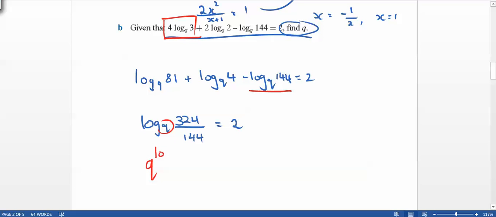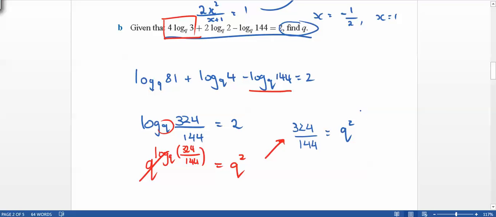Q to the power of log Q of 324 on 144 is equal to Q squared. So on the left-hand side this just cancels out, and what we have is 324 over 144 is equal to Q squared. Then I can take the square root of both sides. Q is equal to the square root. I don't have a calculator on me, so I'm just going to leave it. I know it can be simplified, but you get the idea.